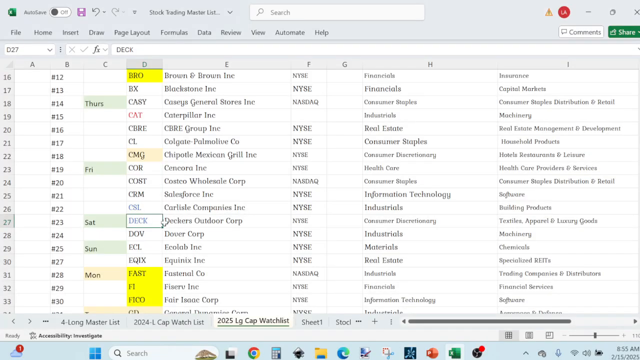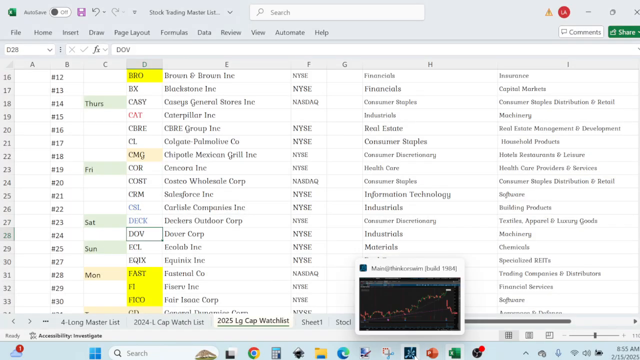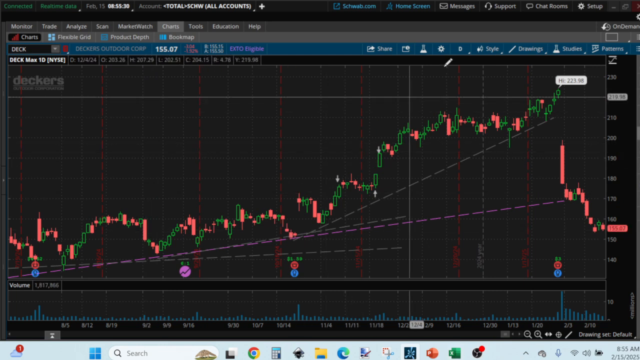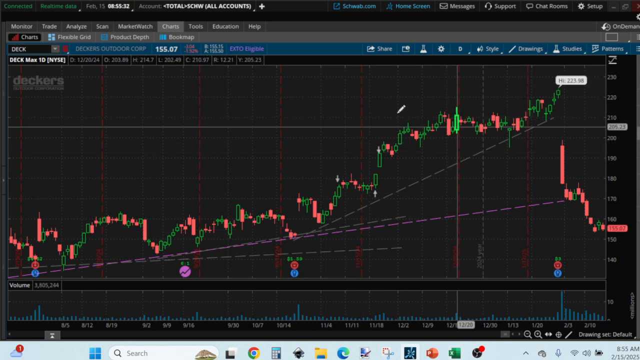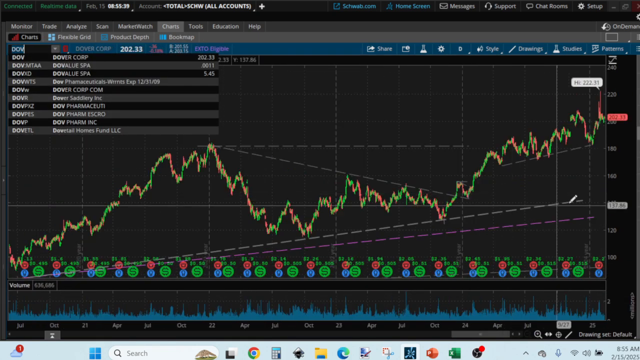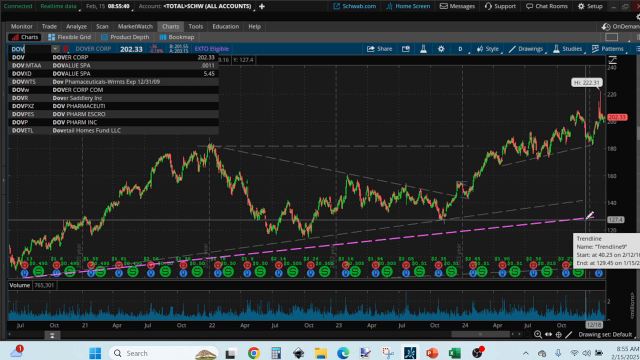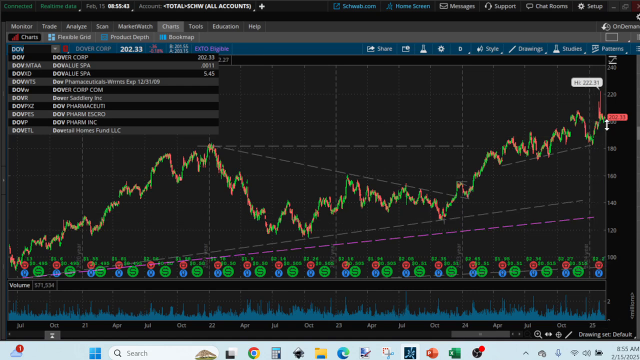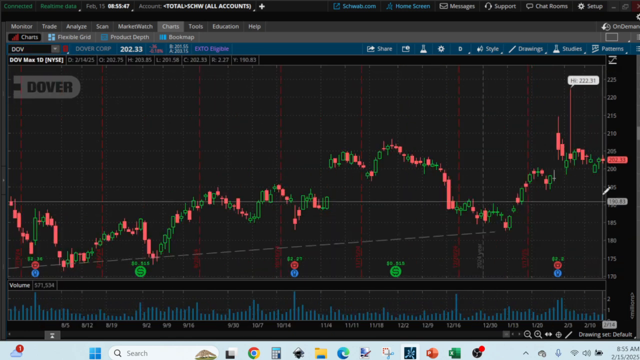The next one is DOV, and again it is a daily chart. So every single bar is a daily price bar. So DOV, okay, we have our purple line that we like to buy at, but right now it's nowhere near it. It's up right there, and yesterday was a pullback as well. The price is red, so it is a pullback.